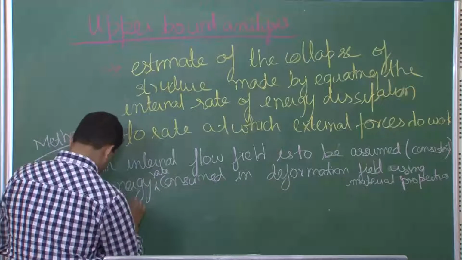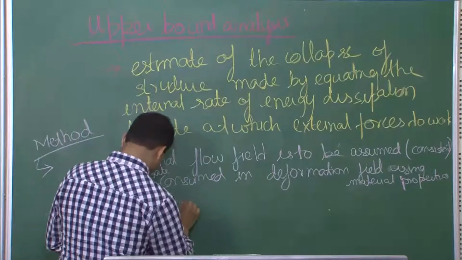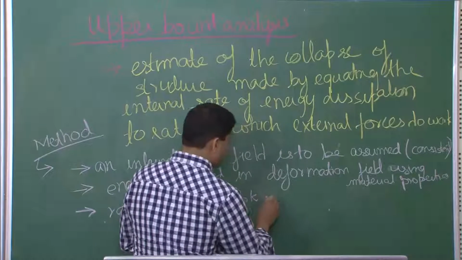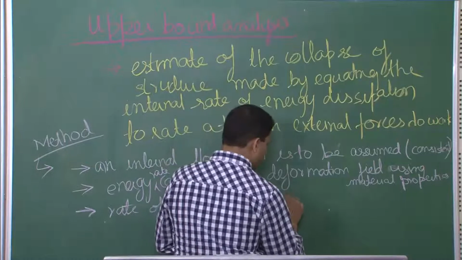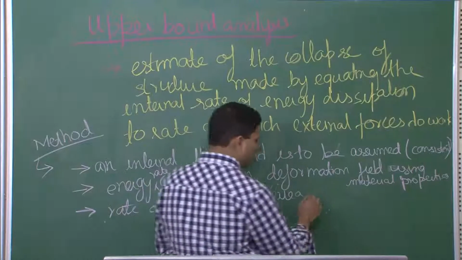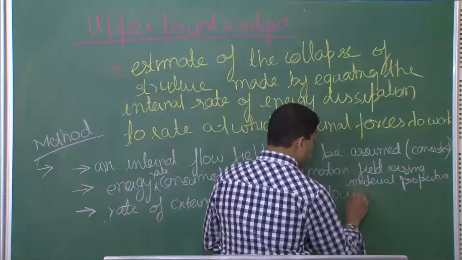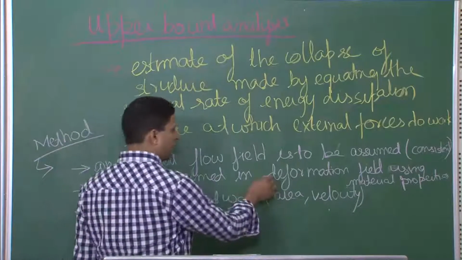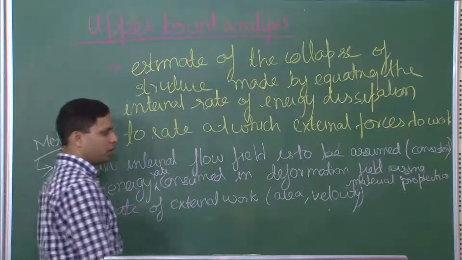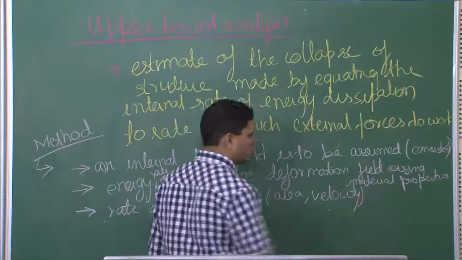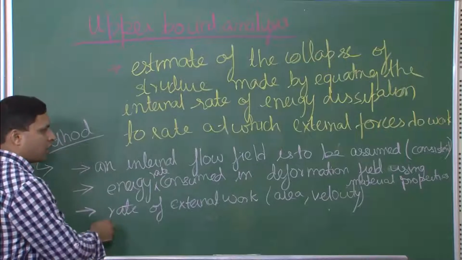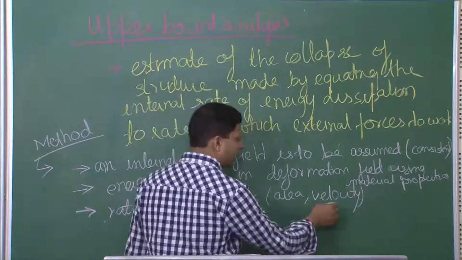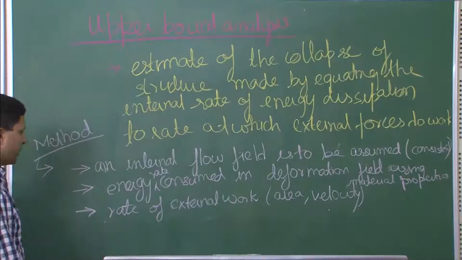Then you calculate rate of external work, and for that you utilize the area on which these forces are working, the velocity at which the parts are moving. So, here you utilize the external information. For the internal rate of work, you utilize internal or inherent properties like the material properties. For the rate of external work, you utilize external parameters like area on which the forces or shear stresses are acting, the velocity with which the parts are moving, and so on.